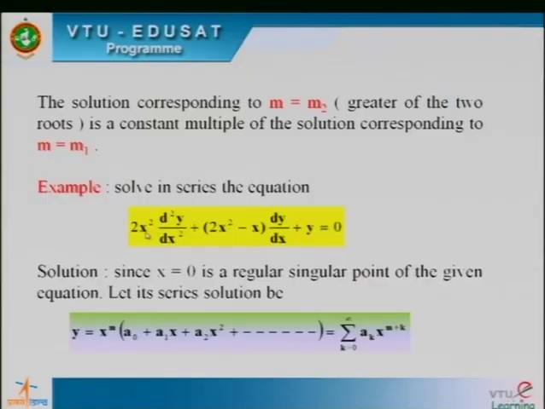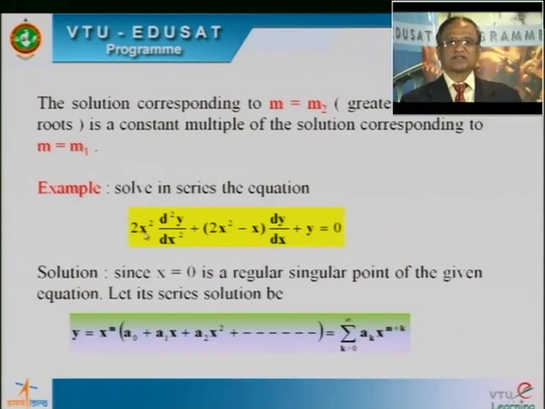It is given that 2x square into d square y upon dx square plus 2x square minus x into dy by dx plus y is equal to 0. So clearly this is the given differential equation. Now you want to verify whether x is equal to 0 is a regular singular point or not. The coefficient of d square y upon dx square is 2x square. When we replace x by 0, it becomes 0. So it means x is equal to 0 is a regular singular point.